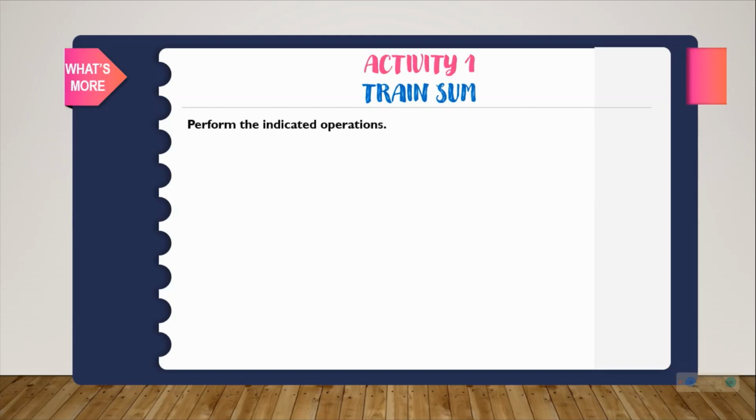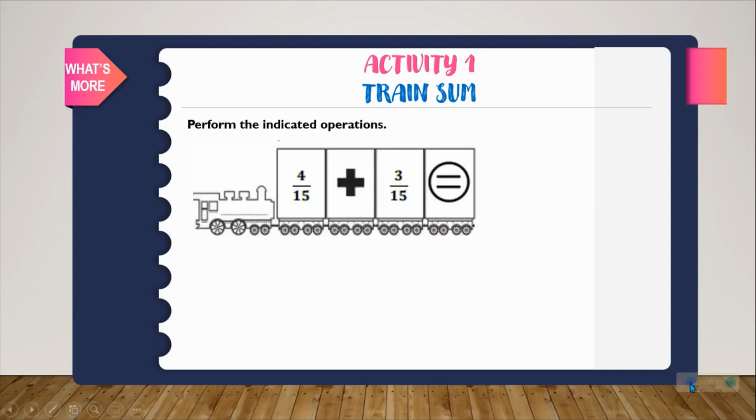Next. What's more? We have activity number 1, train sum. So, perform the indicated operations. So, we have train here, and then we will find the answer. So, 4 over 15 plus 3 over 15. So, what will be the answer? So, 4 plus 3, so we will add the numerator, and then we will copy the denominator. So, 4 plus 3 is equal to 7 over 15.